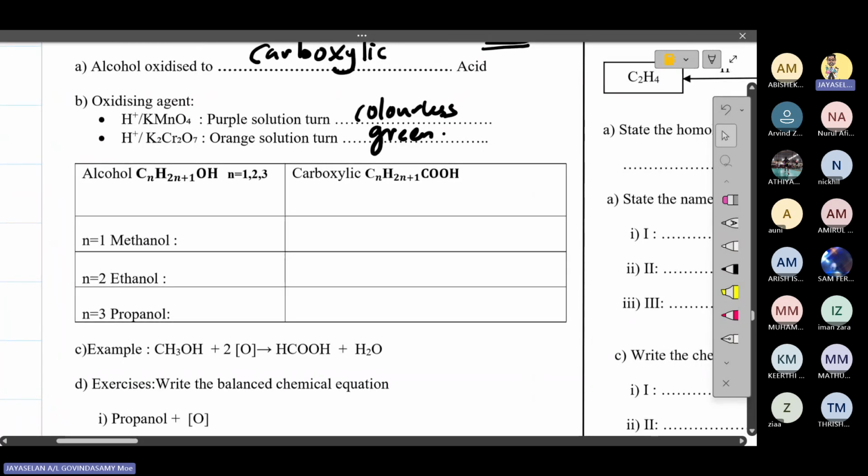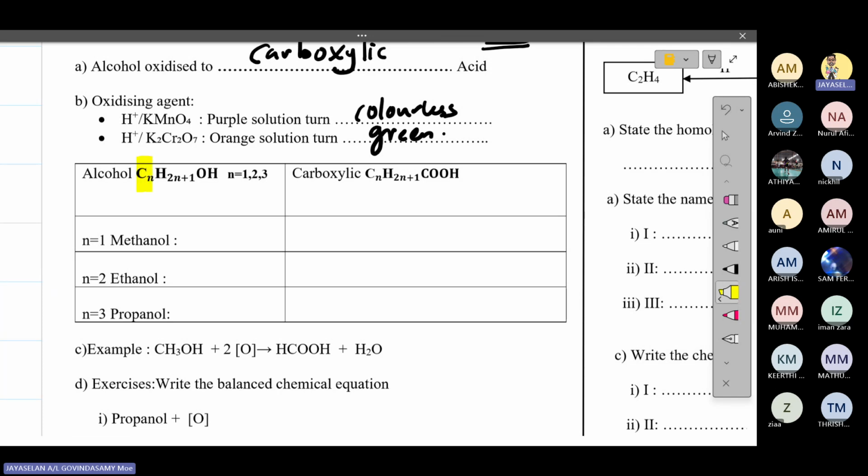Okay, kalau alkohol di sini kan, kamu tengok di sini ada satu carbon sahaja. Carboxylic acid dia sudah tambah satu carbon di sini. That means kalau sini n, sini n mesti tolak satu. Kalau ini n=2, this one n=1 because they already have 1 carbon. So I don't understand what you're talking. Okay, I don't understand at all.